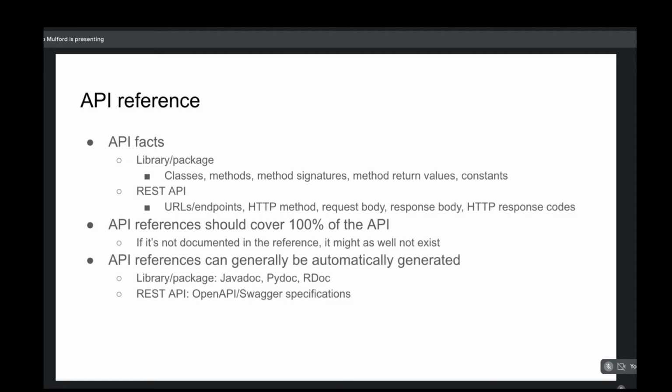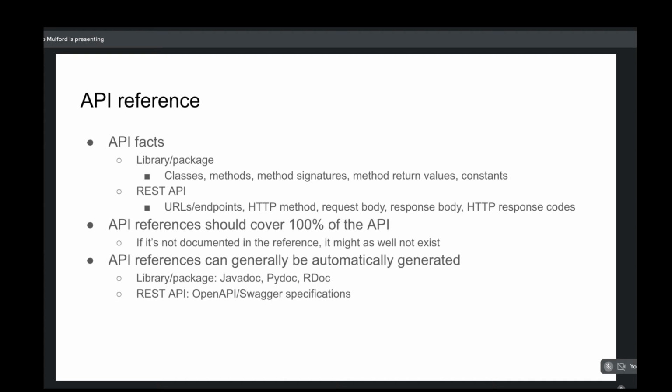So the first part of your documentation for your API is your API reference. This is your foundation of your API documentation. And I like to refer to this as your API facts. So if you're presenting your API in some sort of library or package, this would cover your classes, your method signatures, your method return values, your constants, your enums, your default values, basically anything that you'd expect to see in like a Java package or a Python package.